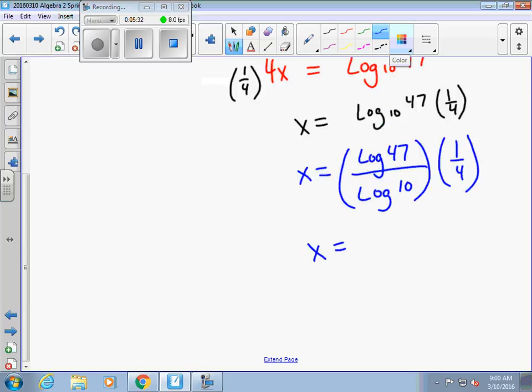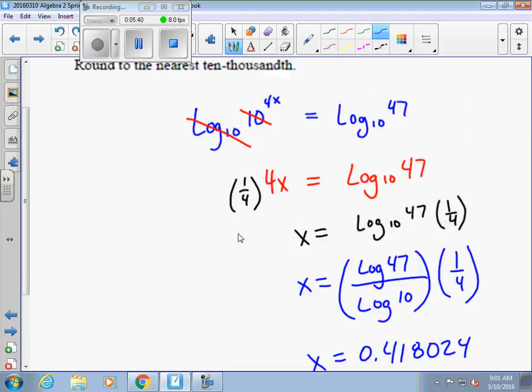x equals 0.418024, and it keeps on going. The directions tell us to round it to the nearest 10,000th. So we got to count our places to make sure we get the right one. So right here, this is your tenths, hundredths, thousandths, 10,000ths. We don't want to go any further than that.